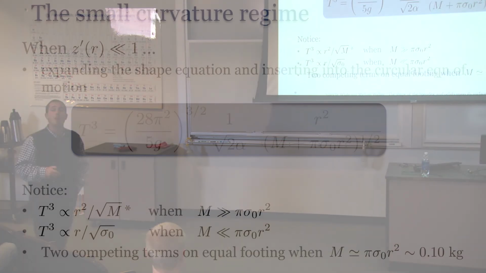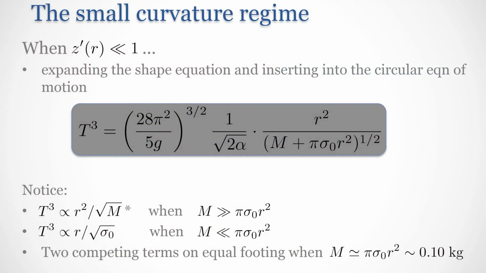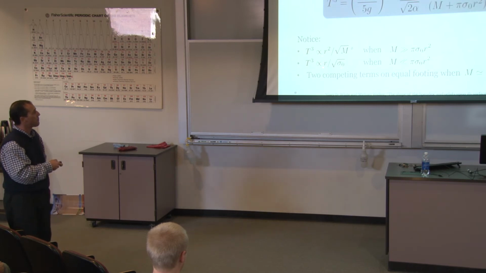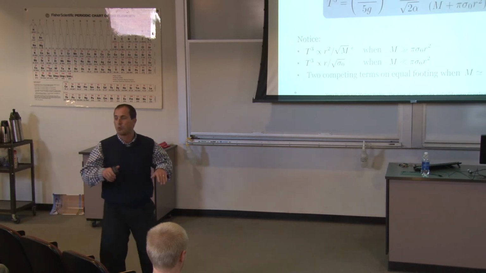The other regime, though: what if my central mass is small? If my central mass is small, then this term is going to dominate. I have R squared to the 1/2 power, that's R squared over R, which is R. So I find a different Kepler-like behavior. Even in this regime, I find 2 different asymptotic behaviors depending on the masses. Here T cubed is proportional to R.